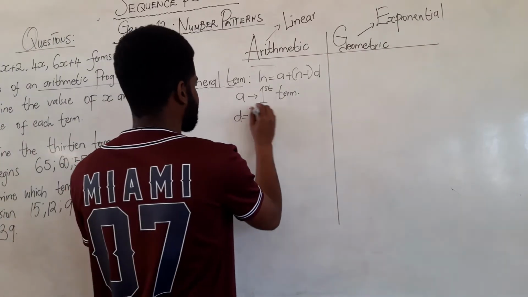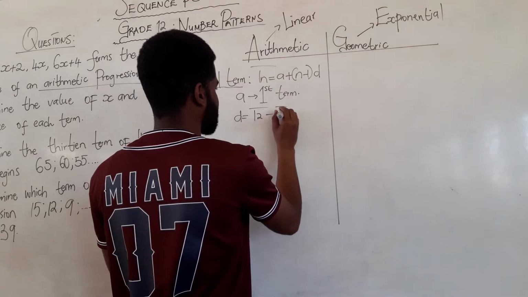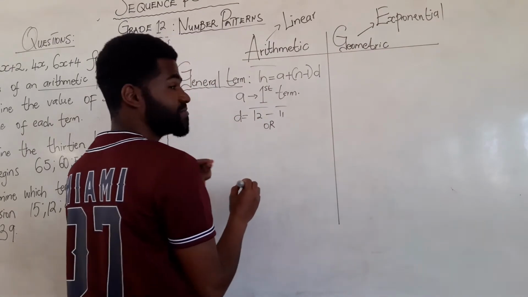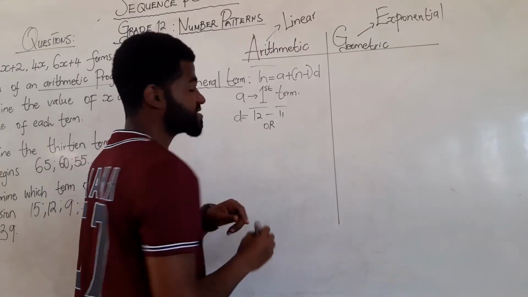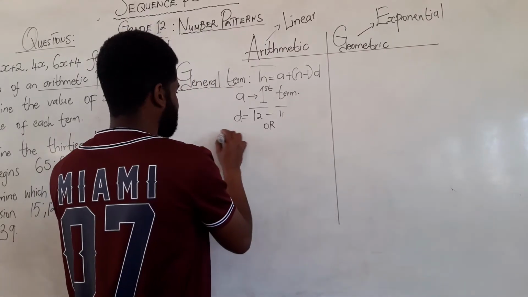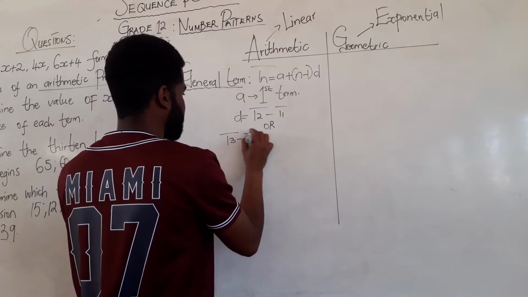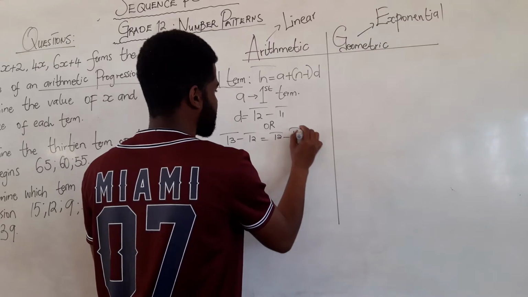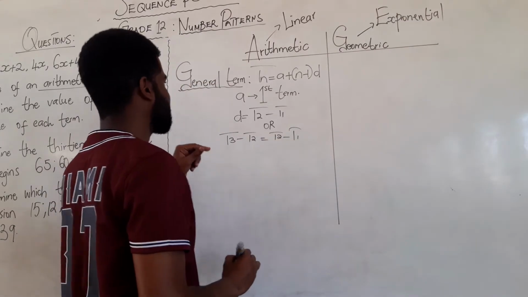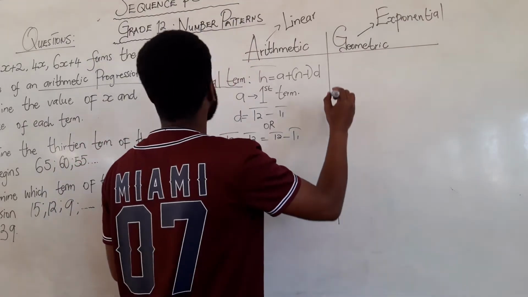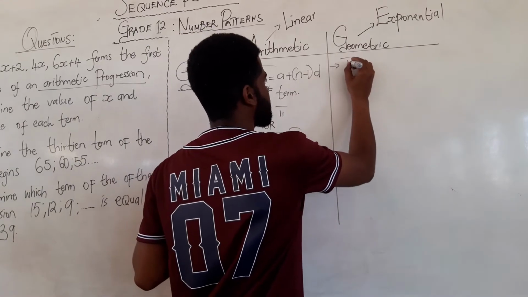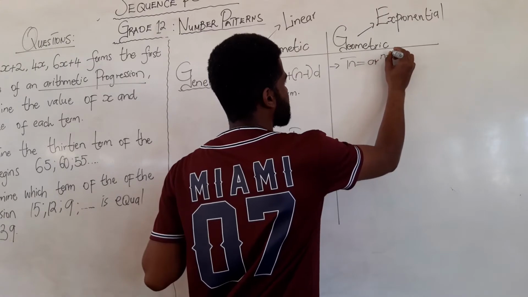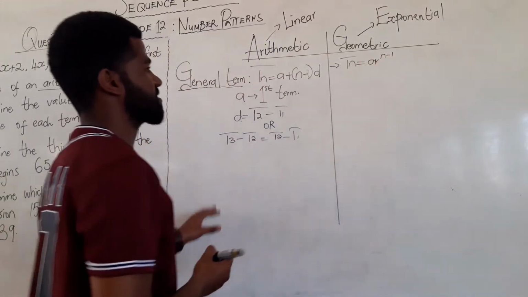We say the second term, T2, minus the first term, T1. Or, when given three terms, especially in terms of x variables, we say term 3 minus term 2 is equal to term 2 minus term 1. And then we have the general term for a geometric sequence, which is Tn equals a times r to the power n minus 1. So this one is exponential.